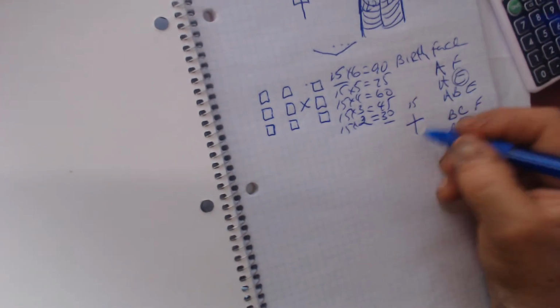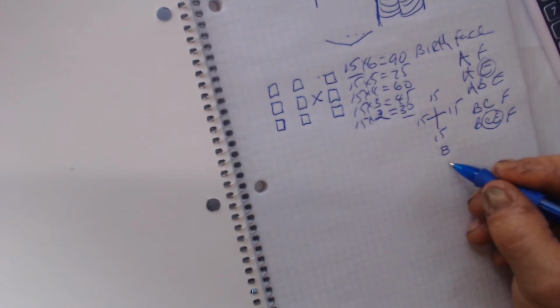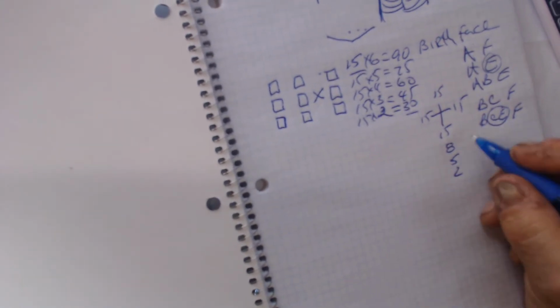15, 15, 15, 15, 8, 5, 2, 15, 4, 5, 6, 15. Now that's one type.